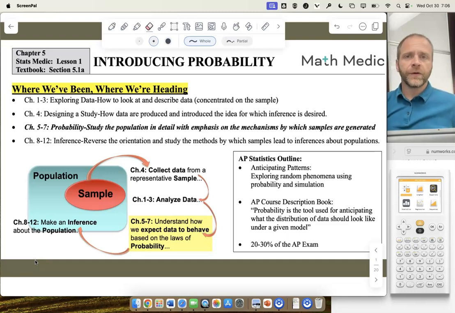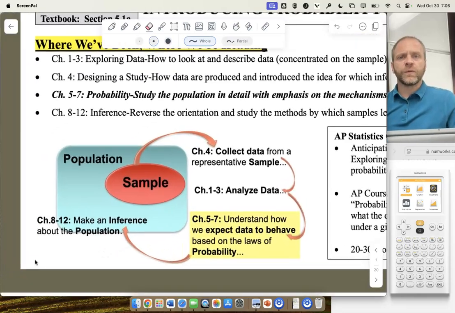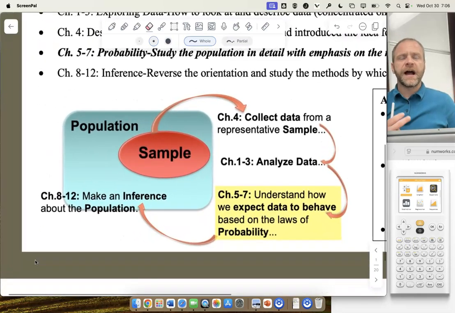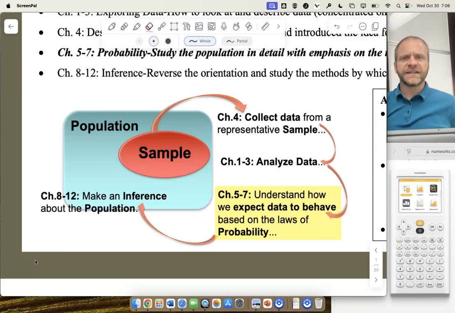Before we go into that though, let's look at where we've been in this course and where we're going. We've been using this diagram to discuss how the whole AP course for statistics relates and connects together. There's a population we want to know something about. We did learn in Chapter 4 you could do a census, but that takes a lot of time, costs a lot of money, and could not even be feasible.